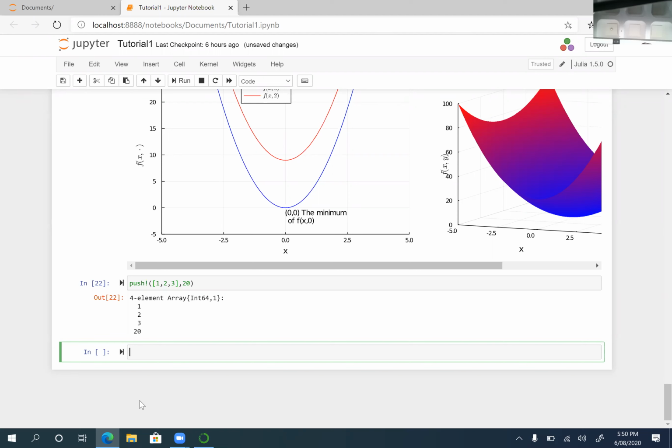Okay, Yoni says, do question mark push to see the help of push. All right, let's try that here. Question mark, space, push. Exclamation. Shift enter.